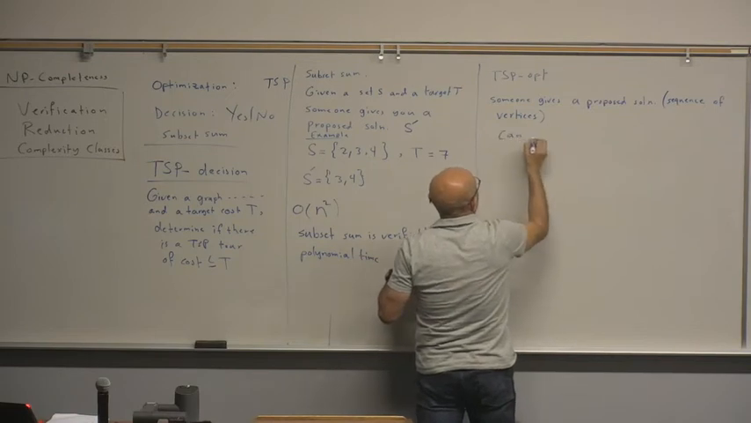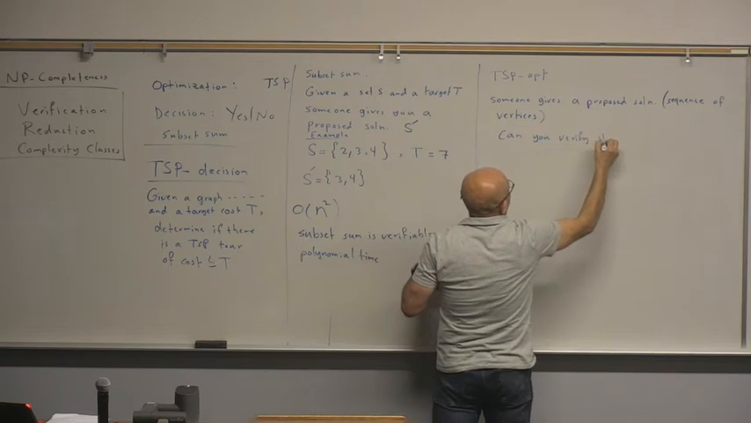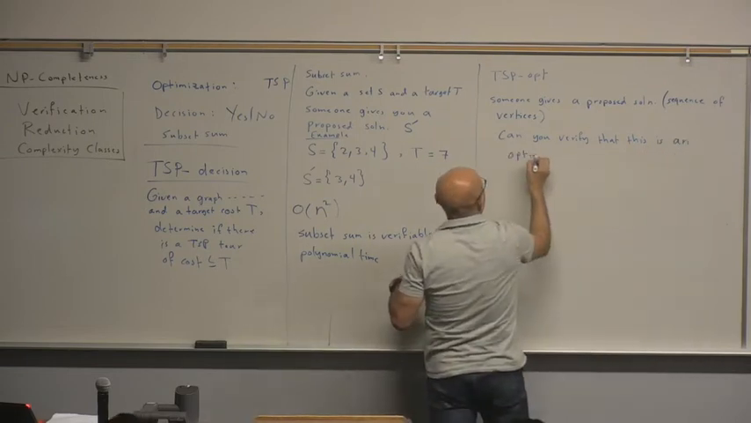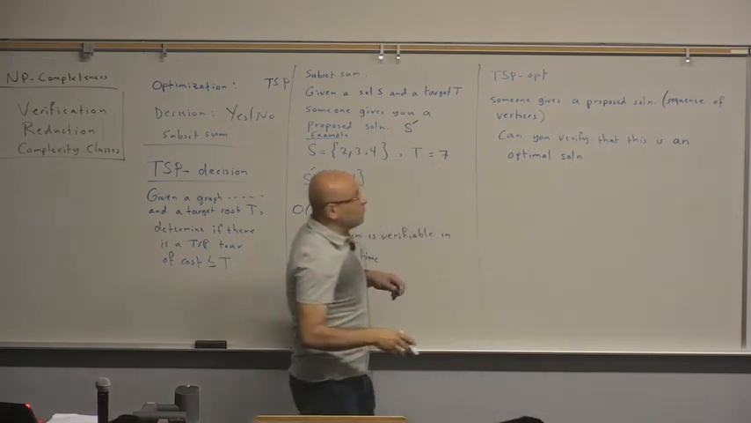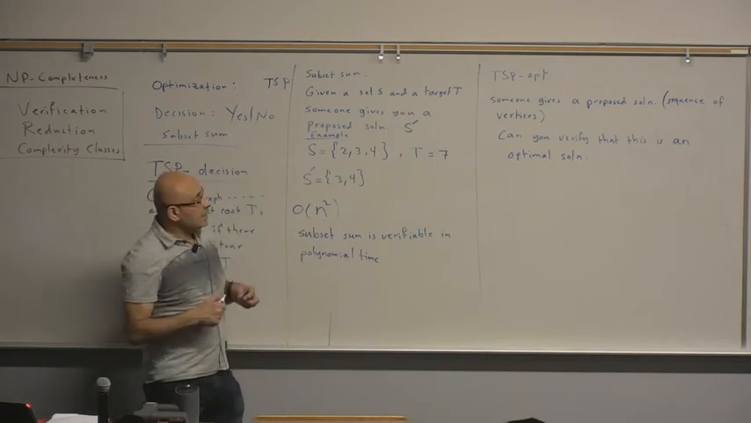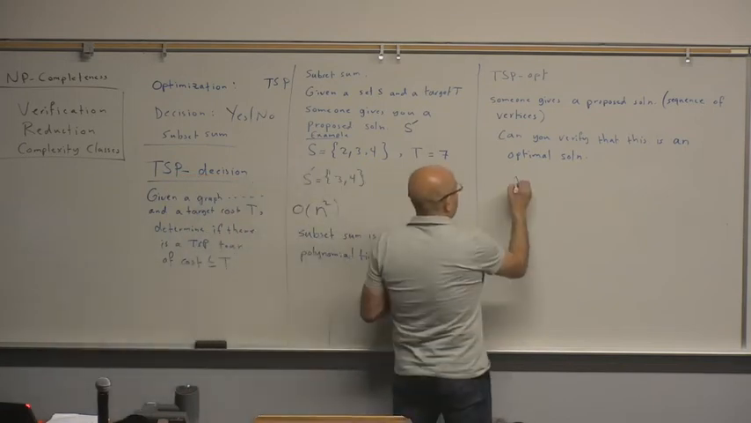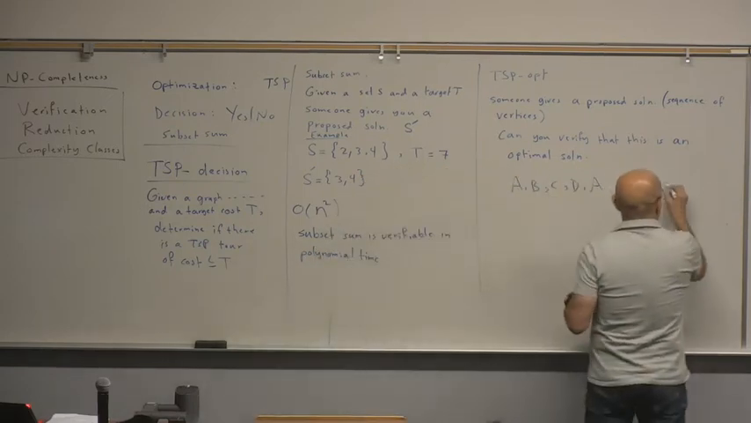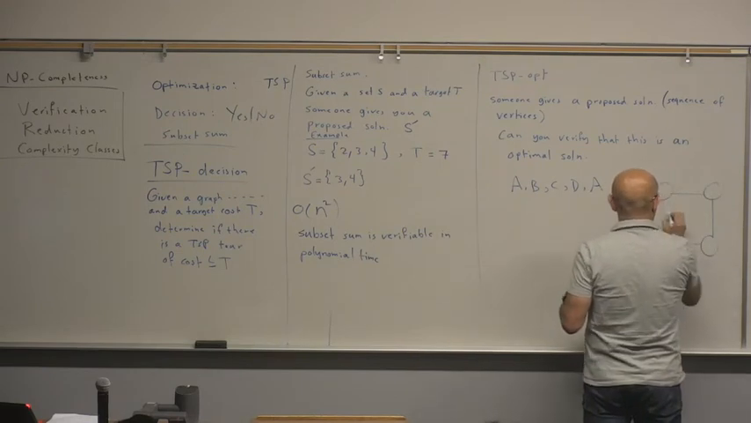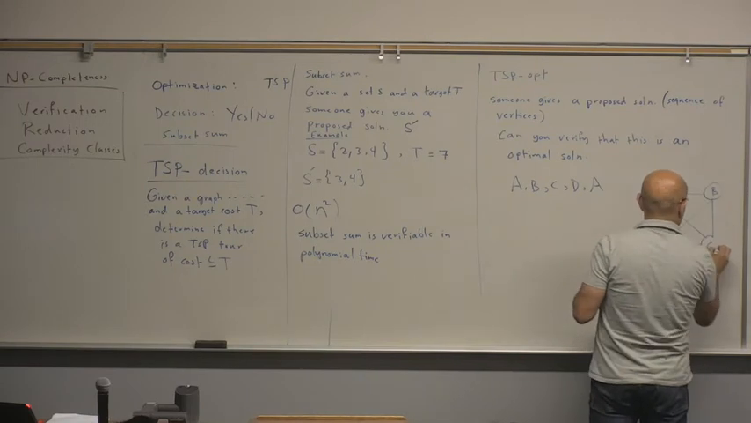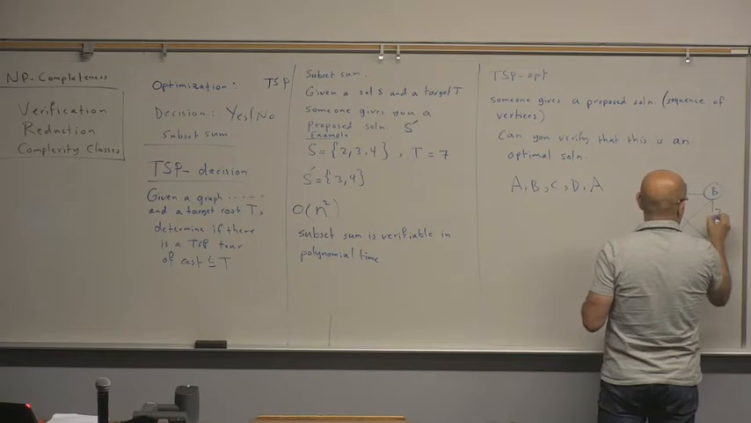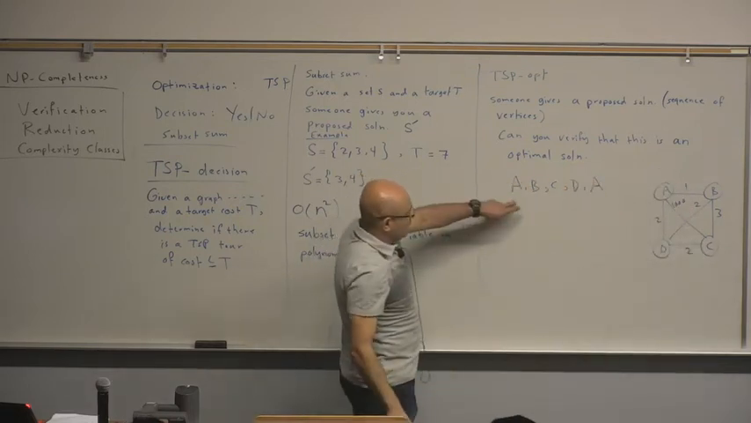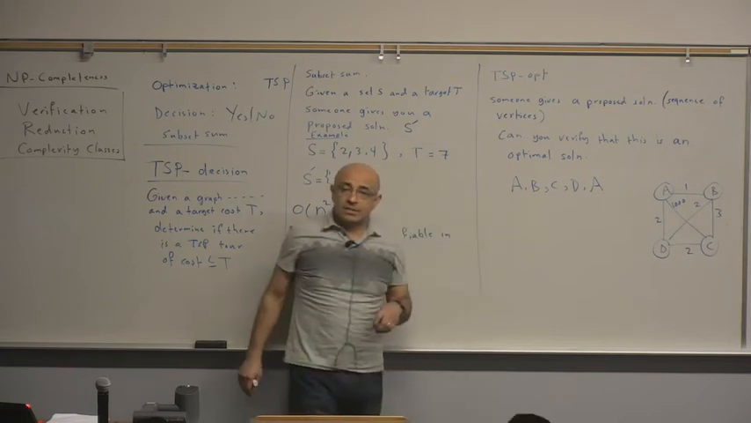Can you verify that this is an optimal solution? Because a correct solution for the TSP optimization, the optimization version of TSP, is an optimal solution. So if someone tells you, OK, I have this solution for you, E, A, B, C, D, A. Suppose that this is our instance, the one that we did last time. If someone gives you this instance and someone gives you this solution, can you verify that this solution is indeed optimal?